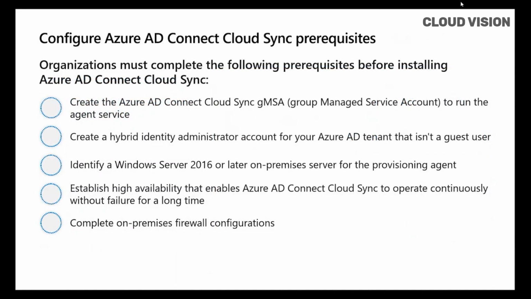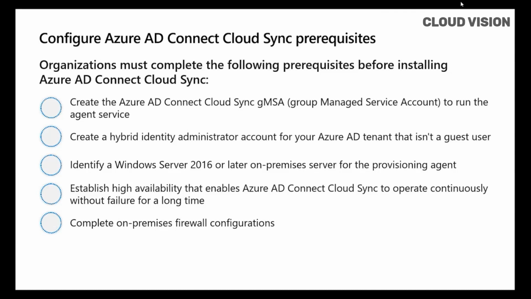Now, if you want to use the Azure AD Connect Cloud Sync, there are certain prerequisites that you have to meet. First is you have to create the Azure AD Connect Cloud Sync gMSA, which is a group managed service account to run the agent service. After that, you have to create a hybrid identity administrator account for your Azure AD tenant, and you have to make sure that account is not a guest user.